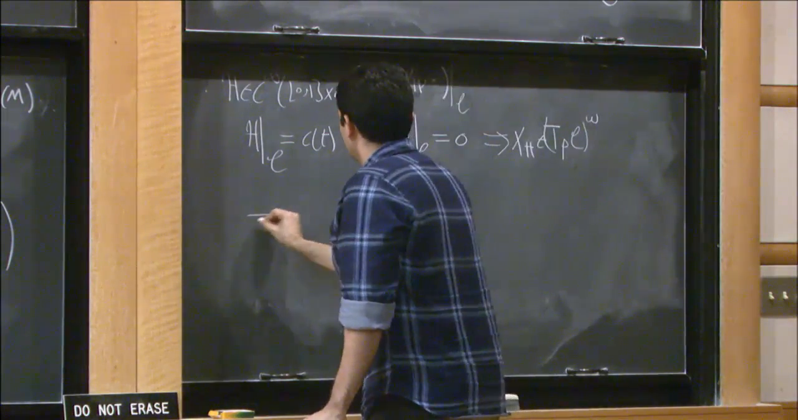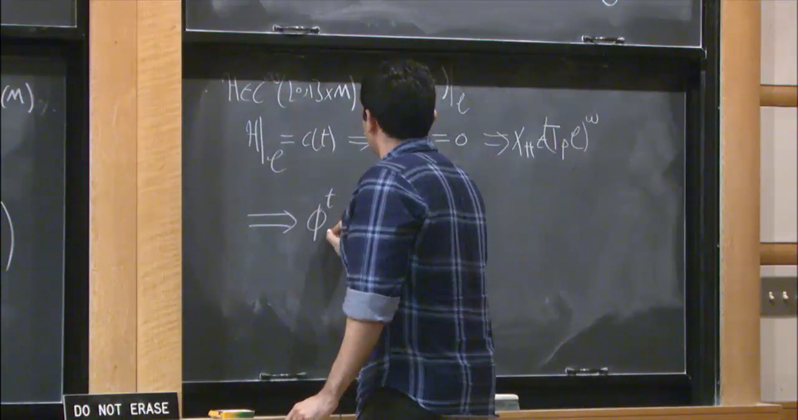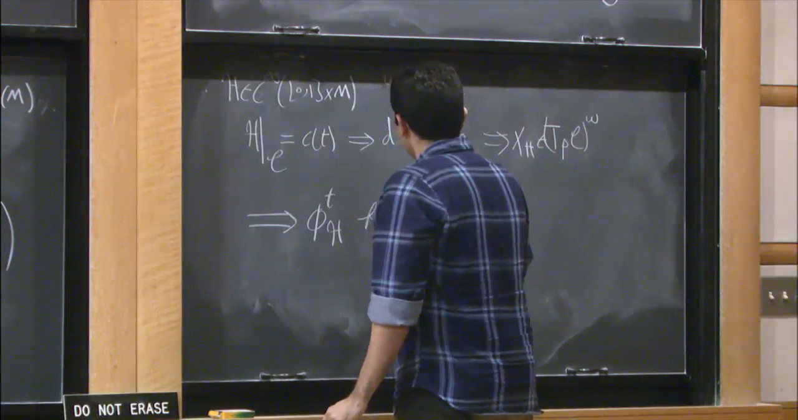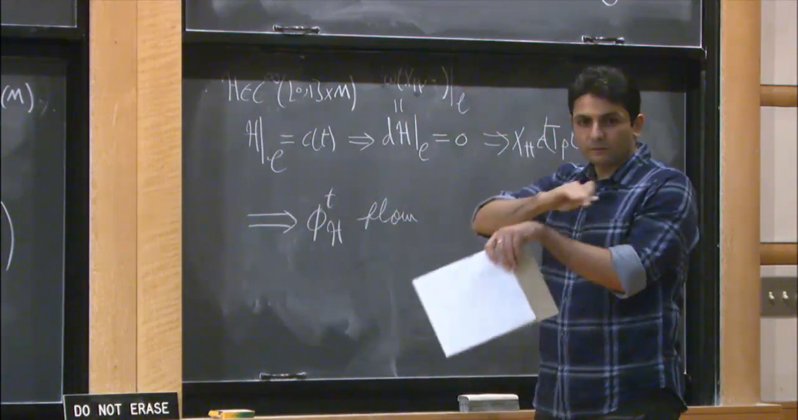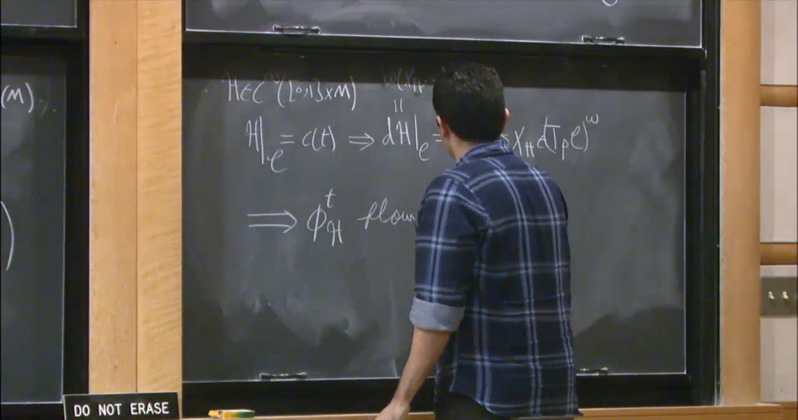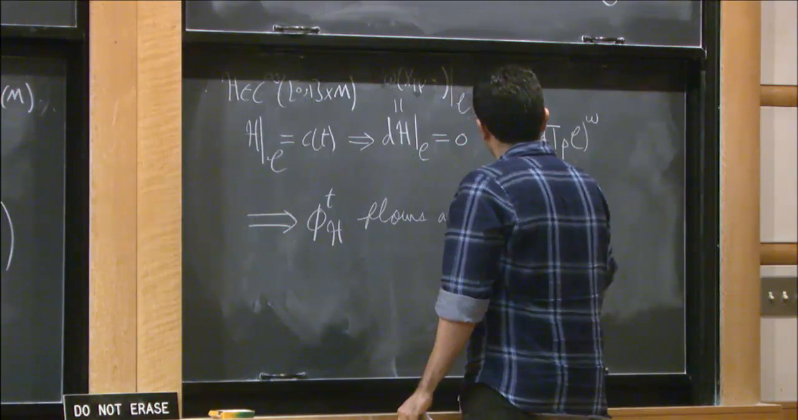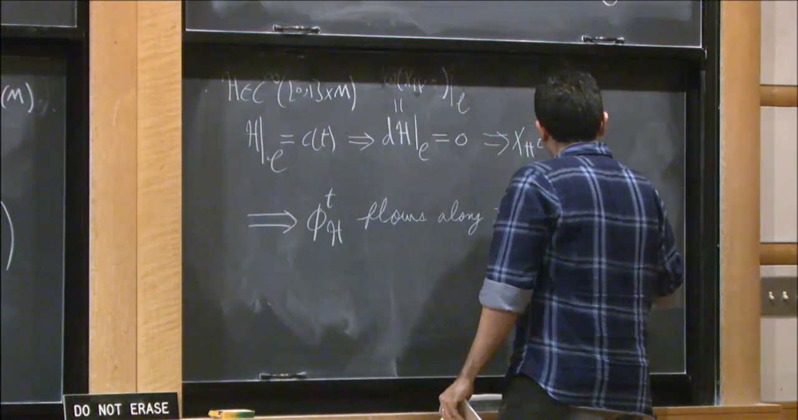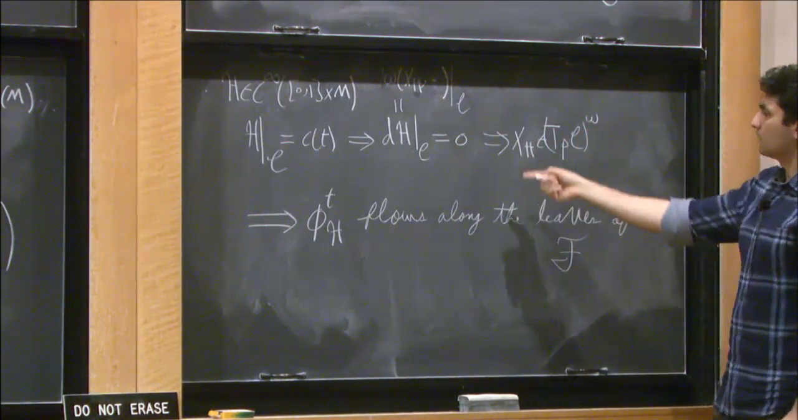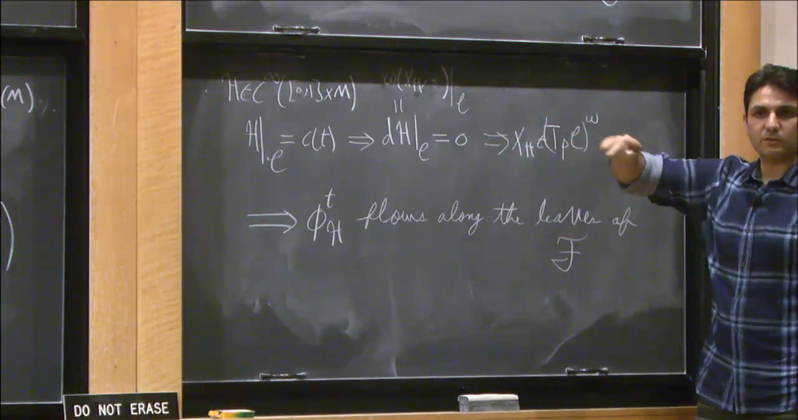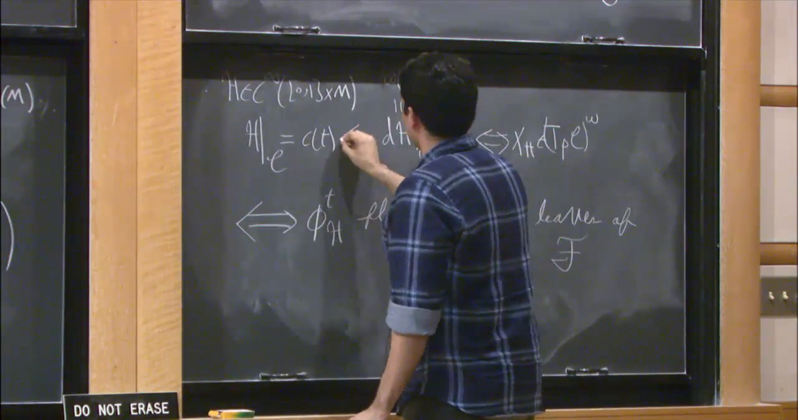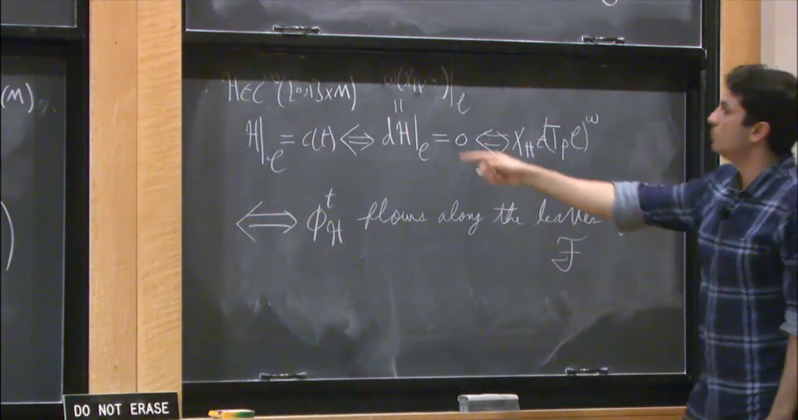And this tells you that if you look at the flow of this Hamiltonian, not only does it preserve the coisotropic, it flows along the leaves of the foliation. The flow is tangent to the leaves of the foliation. Of course, everybody has seen this. If C is a hypersurface and you have a function that's constant on it, then it flows along the characteristics of the hypersurface. And this can be reversed.